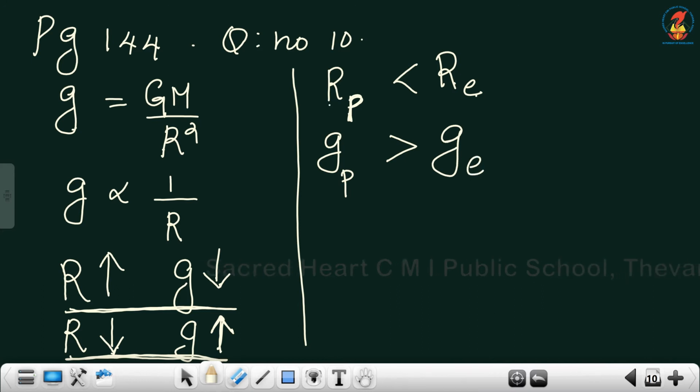Since radius and acceleration due to gravity are in inverse proportion, if the radius is less, acceleration due to gravity will be more. So, the radius of earth at the pole is less. So, acceleration due to gravity at the pole will be more than at the equator.